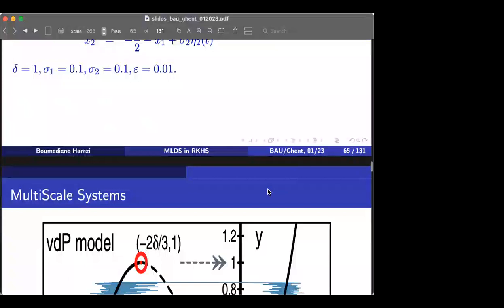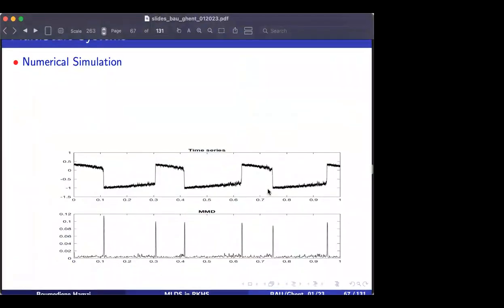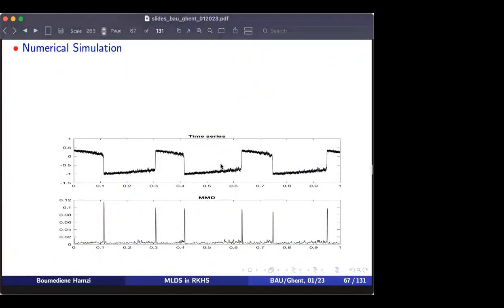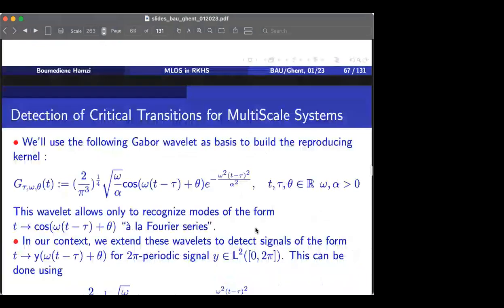The first approach we adopted is to look at the MMD. We prove that the maximum mean discrepancy that we talked about earlier gets maximal at the critical transition, and this is what we see here, for example, in the case of one of the variables, that the MMD gets maximal here. Same thing for these variables here.